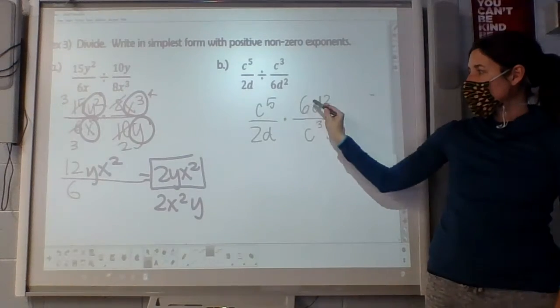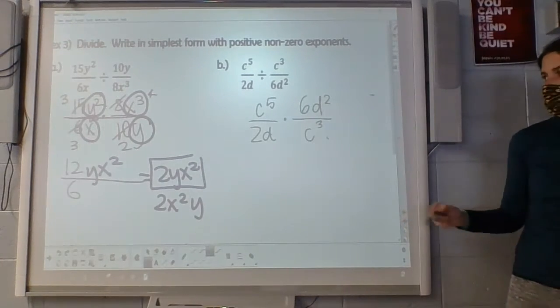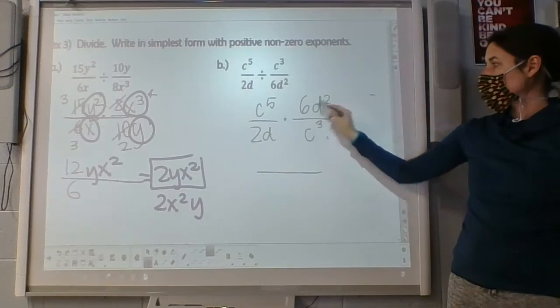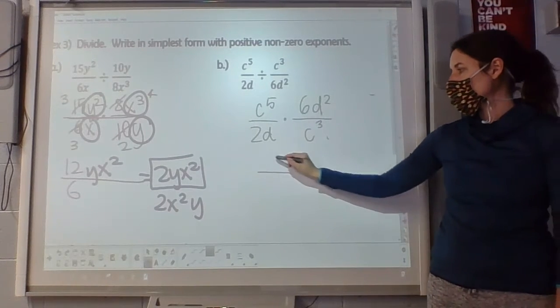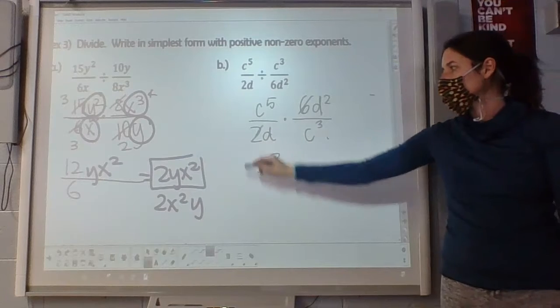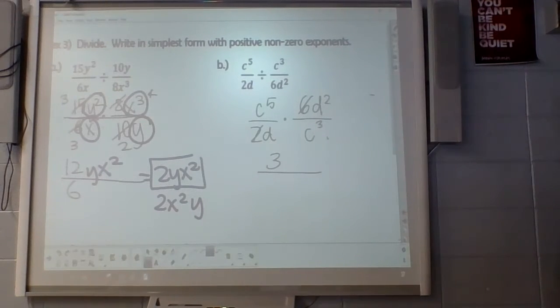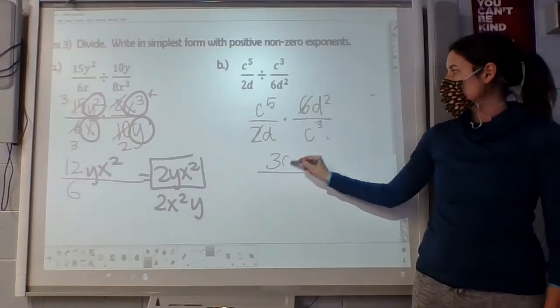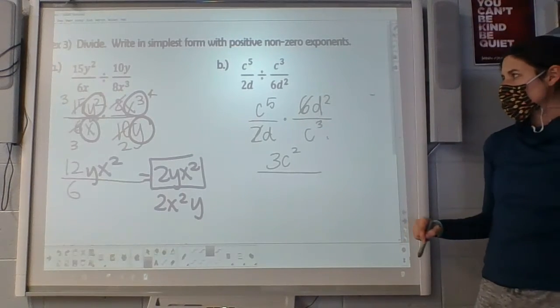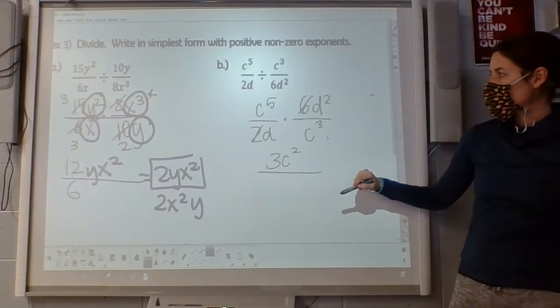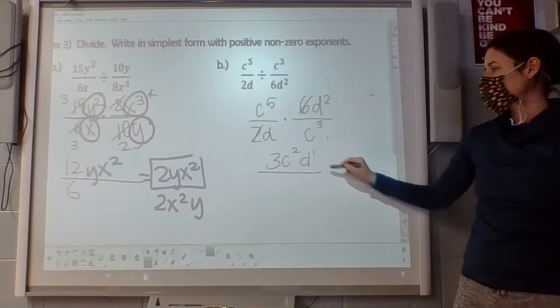So 6 over 2 really becomes 3 over 1, right? Or 3. Where are there more C's? Top. How many more? 2. Where are there more D's? Top. How many? 1.